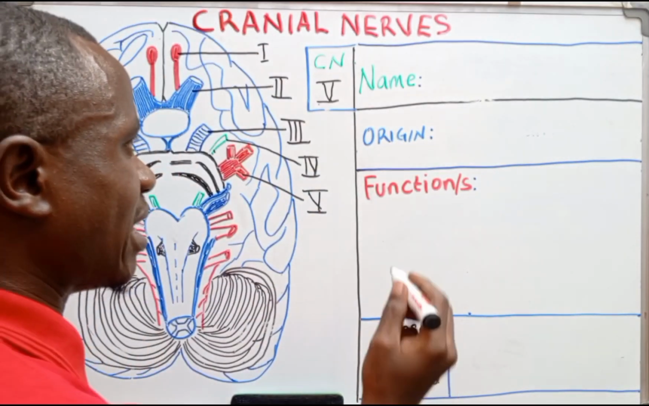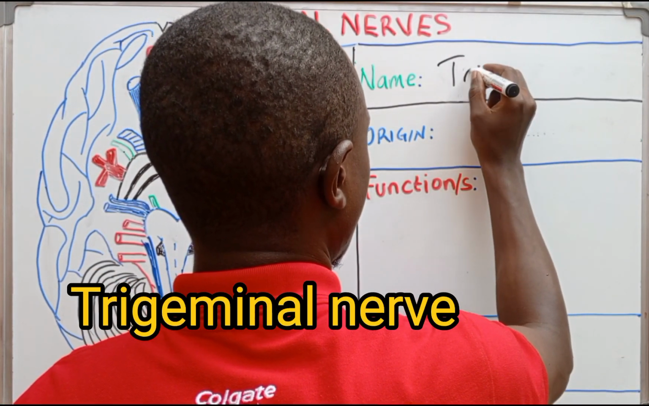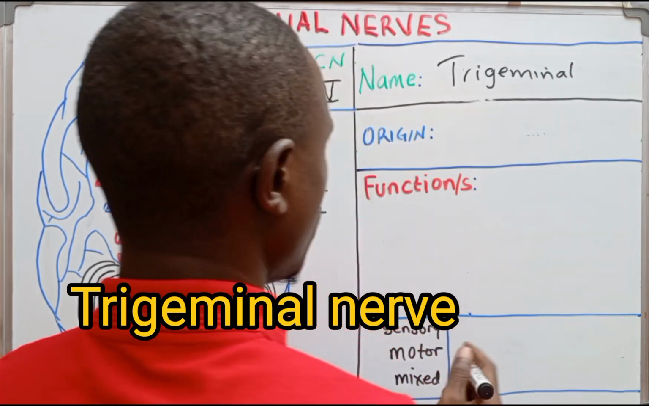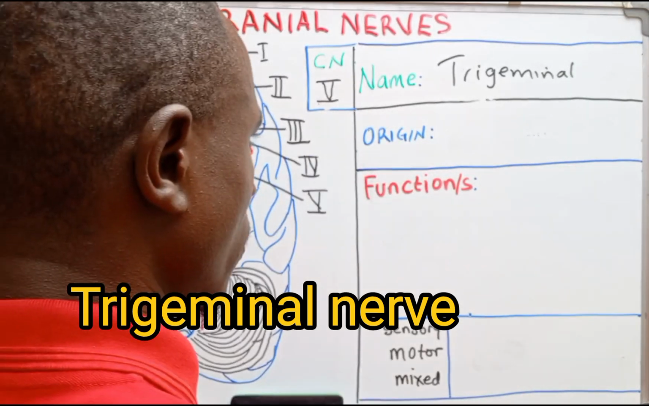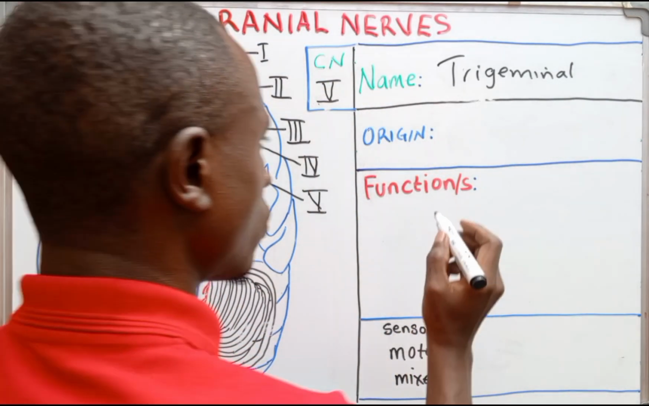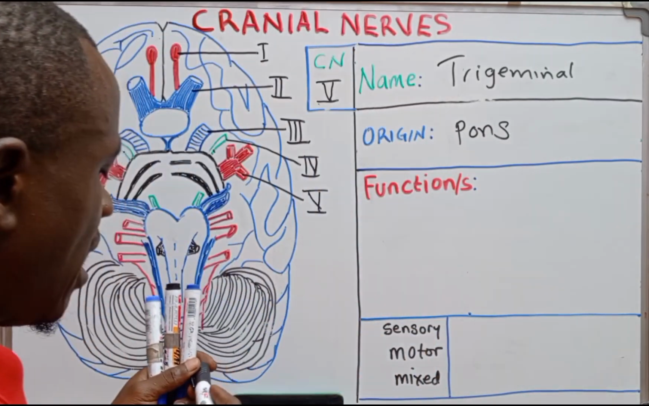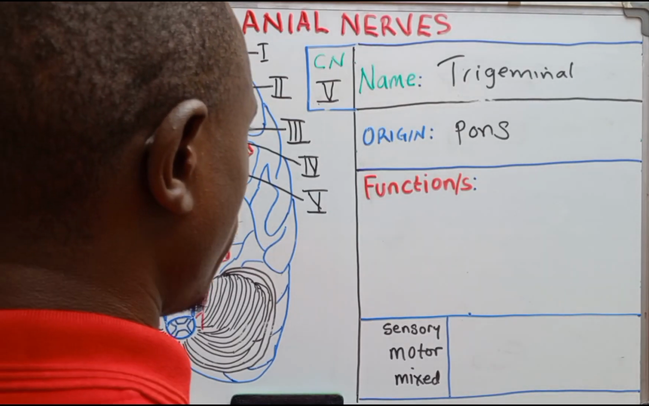We call him the trigeminal nerve. This is very important. The main origin for this cranial nerve is what we call the pons. We are going to have this cranial nerve originating from the pons.